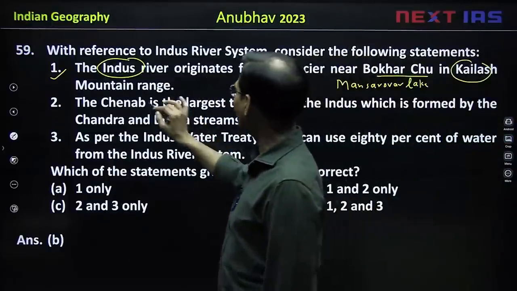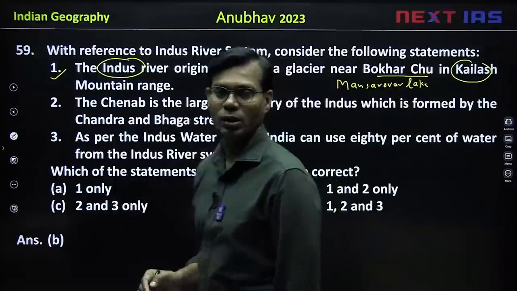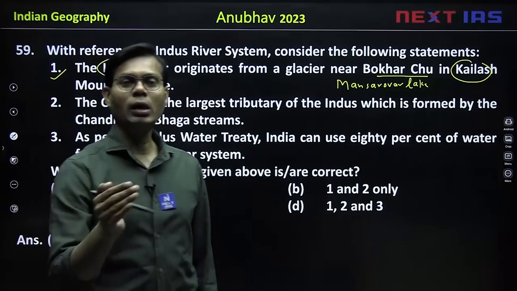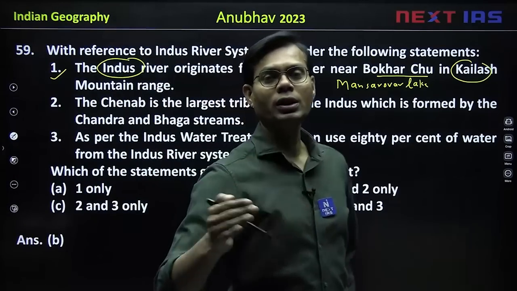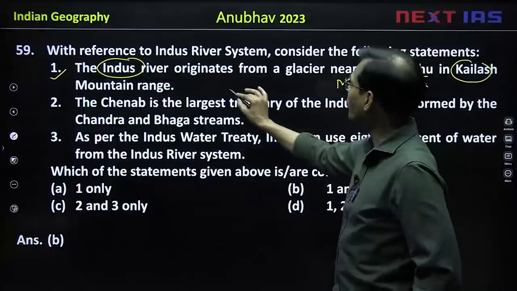The second statement is that the Chenab River is the largest tributary of the Indus, which is formed by the Chandra and Bhaga streams. UPSC asked this question also, about this famous river Chenab and the Satluj River. Satluj is the longest tributary and Chenab is also a very, very famous tributary, the largest tributary volume-wise.